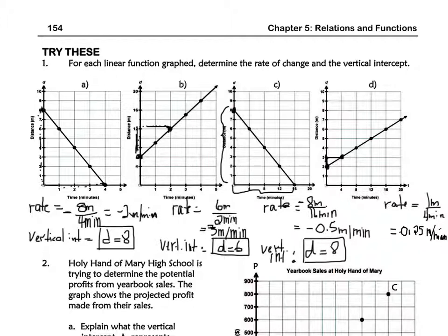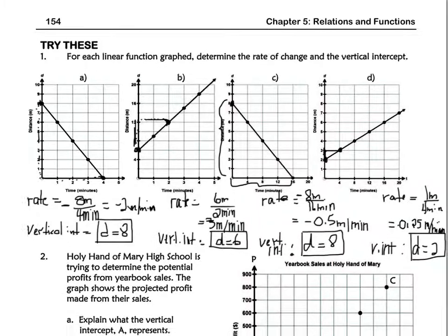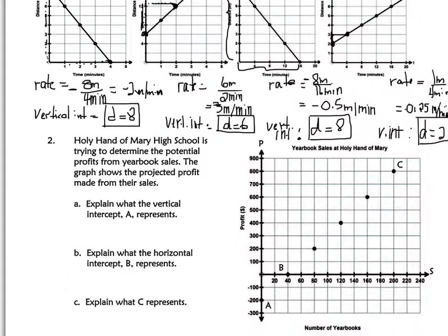Okay. And the vertical intercept, just going to abbreviate it as V intercept, would be D equals 2 in this case. So it's just some practice identifying the vertical intercept and the rate of change. So we move down to the next example.